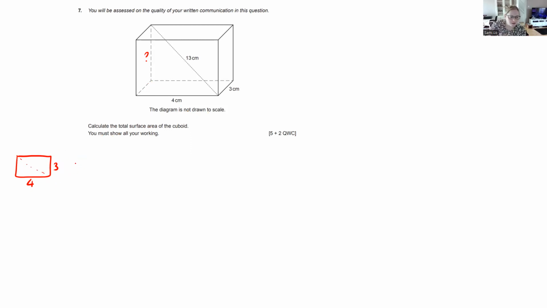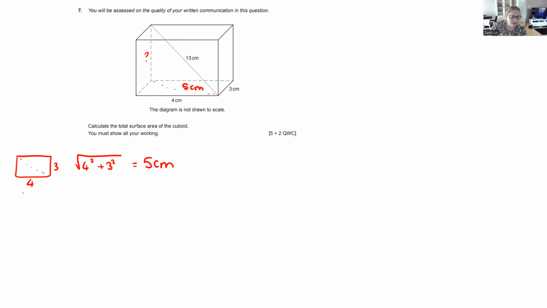So using Pythagoras to do this, you might have already seen that it is in fact a Pythagoras triple. So we've got 4 squared plus 3 squared, and that's going to give us 5 centimeters. Again, because we are assessed on QWC in this one, just note the units as you go.